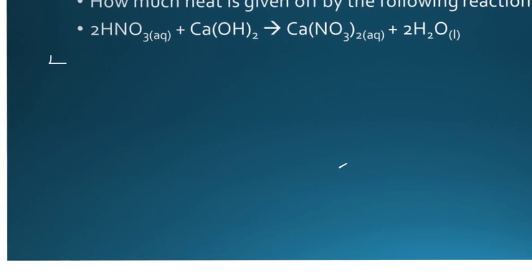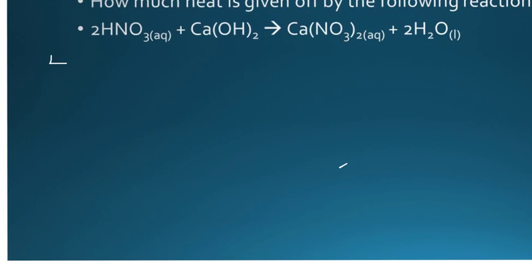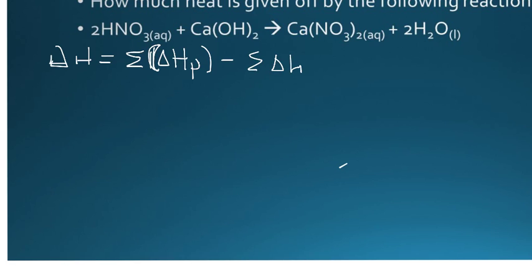So, our delta H equals the sum. The symbol means sum, so you're adding up all the numbers that come after it. The sum of the delta H of the products minus the sum of the delta H of the reactants.